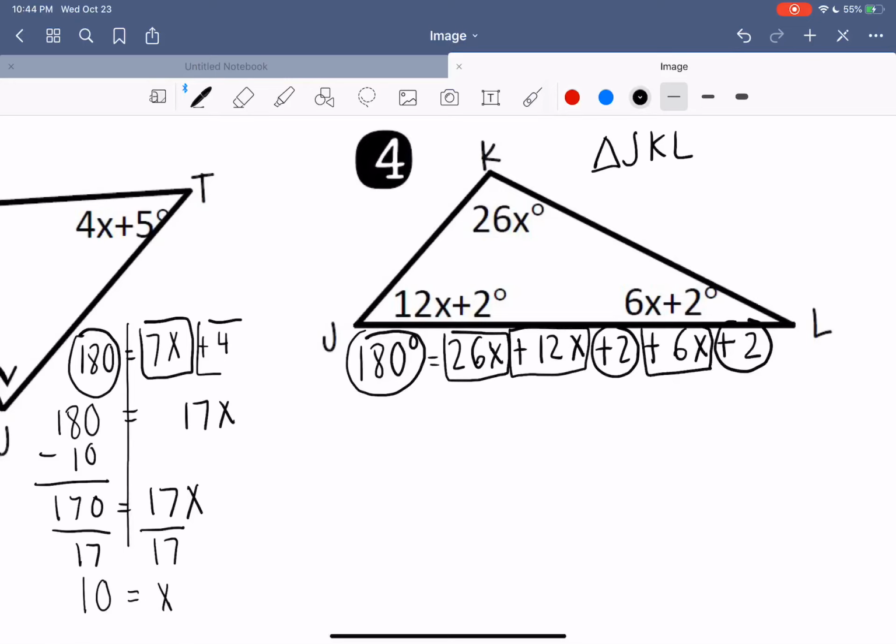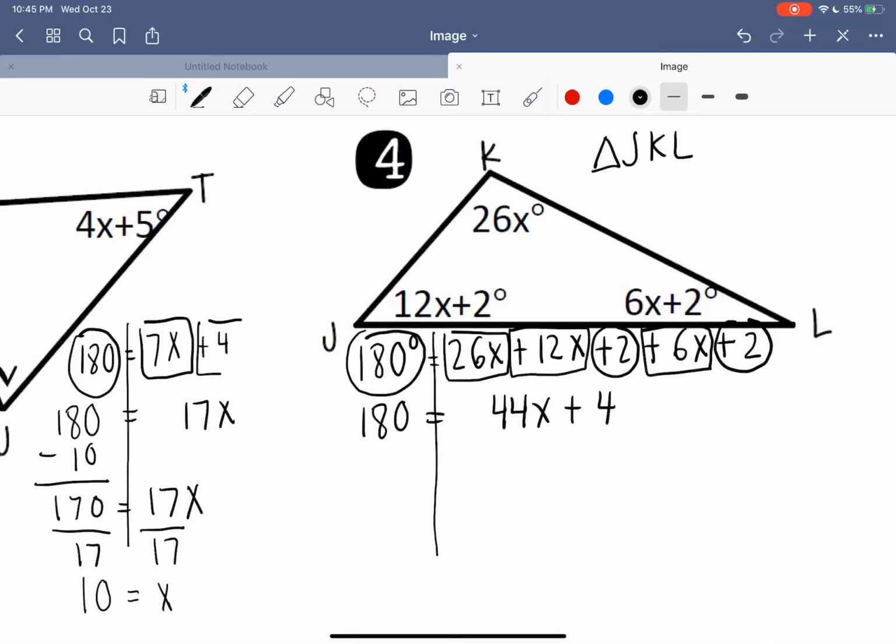12x, and 6x. So when we go to solve this equation, our first step is to combine like terms without changing any signs. And this will add up to 26 plus 12 plus 6 will be 44x, and 2 plus 2 is 4. And since 180 is all alone over here, we just have 180.